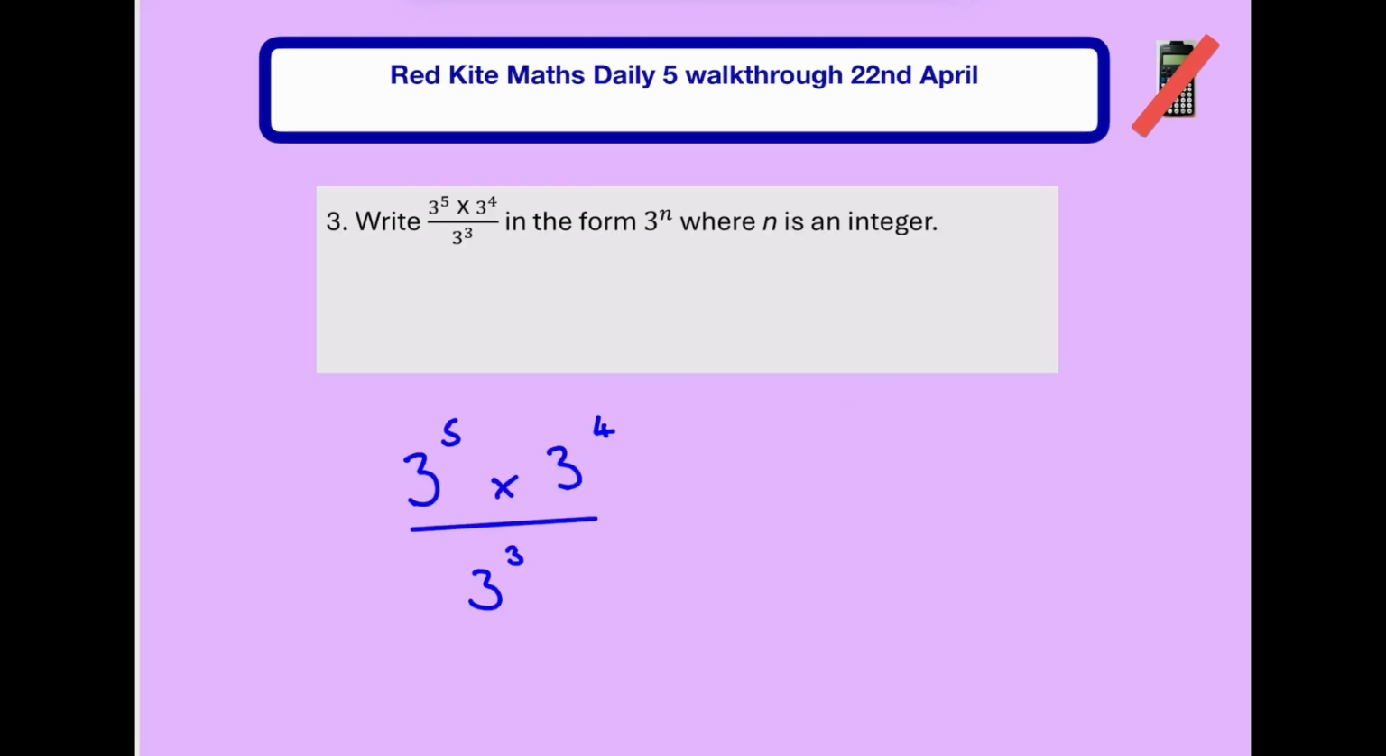Okay, so laws of indices. When our bases are the same and it's a multiplication, we add these two indices together. So we now have 3 to the power of 9. And then we've got to do this division, which is 3 to the power of 3. And when it's a division, we subtract the indices. So we would do 9 take away 3, which would leave us with 6. So our final answer is 3 to the power of 6.